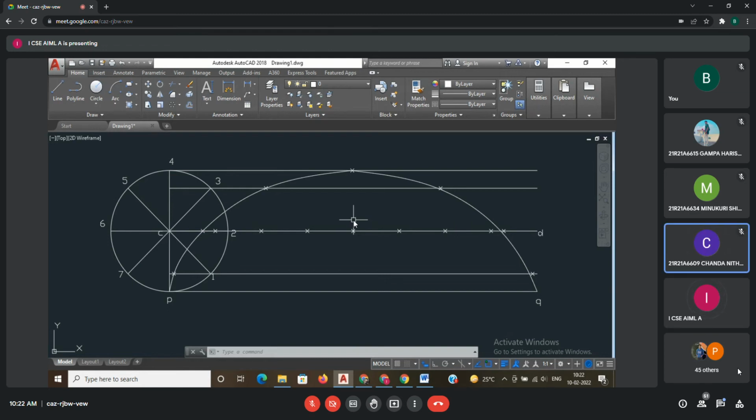Huh? Your voice is not clear. Otherwise, you can type here. You can use the chat box.